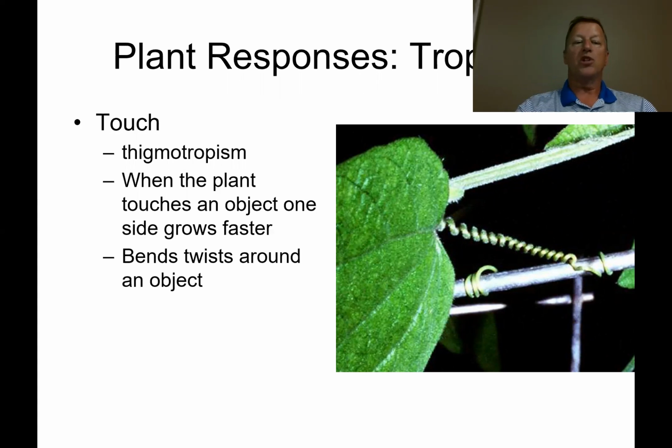So a response to a touch is a thigmotropism. What happens is you can see with this vine, as it touches whatever it's growing around, one side is growing much faster. The side not touching whatever it's on is growing much faster, and this causes it to bend or twist around the object that it's growing at. Thigmotropisms, okay?